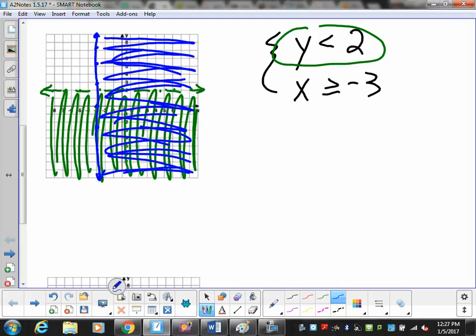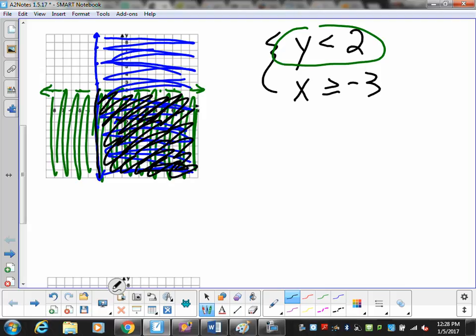Alright, so x is greater than or equal to -3 looks like that. Okay. So the solution to the system is this line here, and then everything in this little area. But if it's on that green line here, it's not included. So this little green line right here is not included because it's not equal to that line.